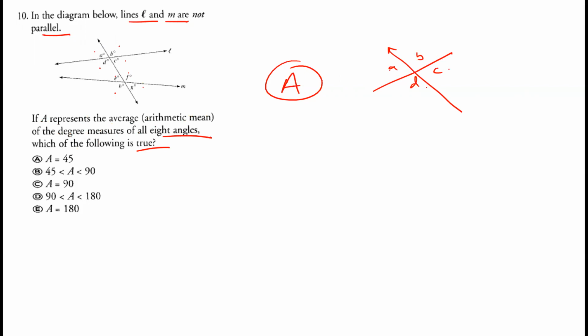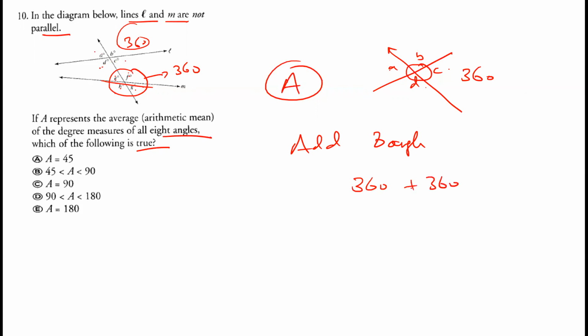So A plus B plus C plus D will be equal to 360. And if we have this intersection over here, then of course E plus F plus H plus G will again be 360. So if we add all the 8 angles, 360 plus 360 is going to give us the sum of all degrees. And we have 8 angles, so 360 plus 360 is 720 divided by 8.